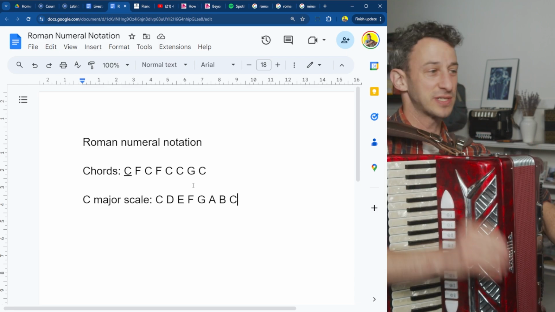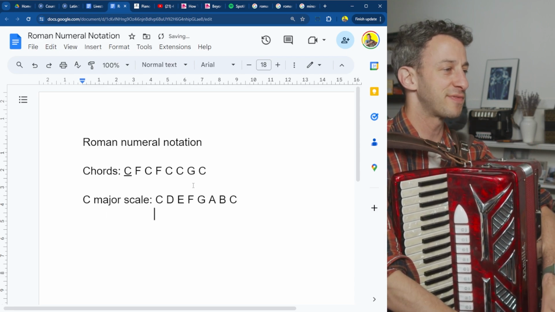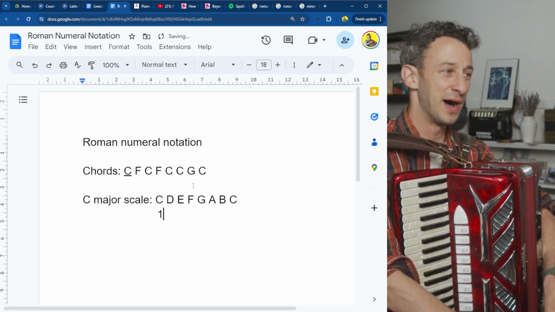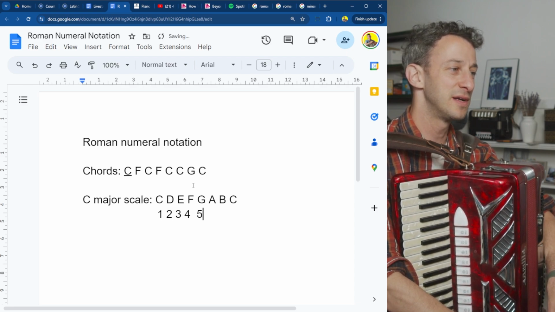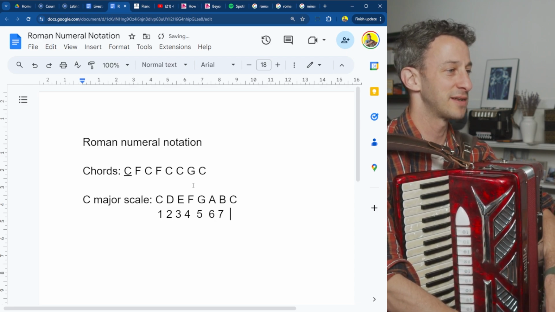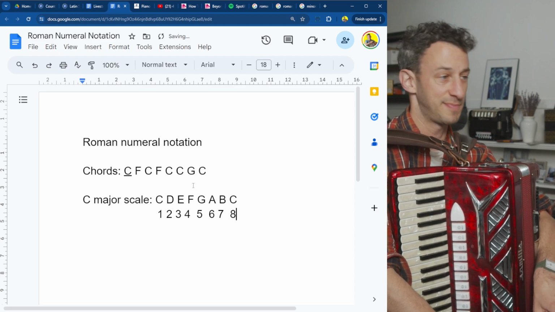That's our C major scale. Let's give each of these a number: 1, 2, 3, 4, 5, 6, 7, and 8. Back to the octave, back to the C.